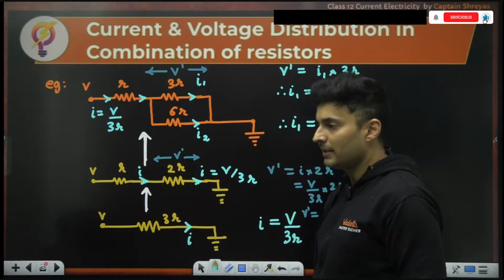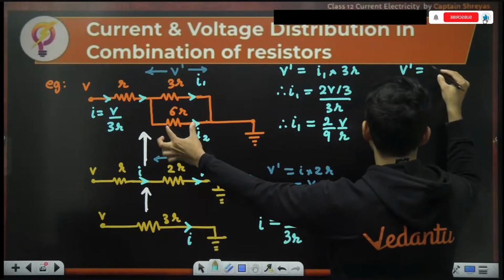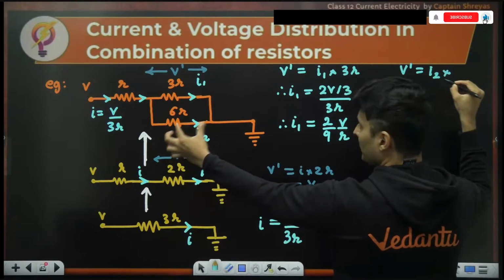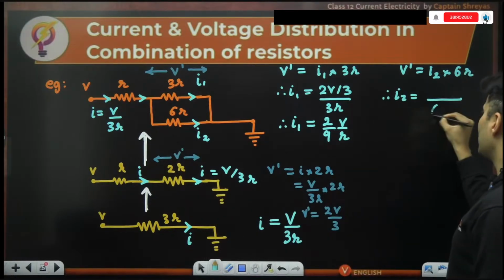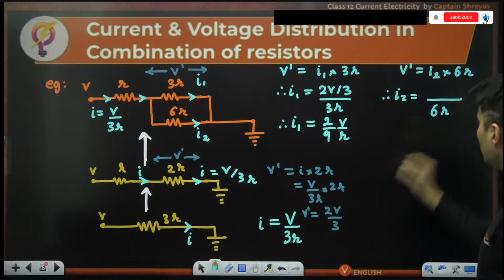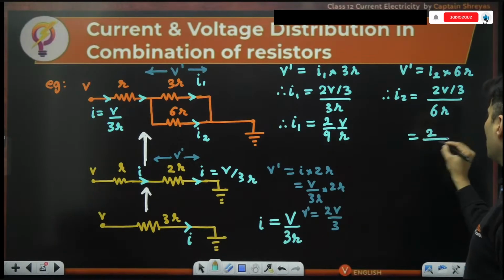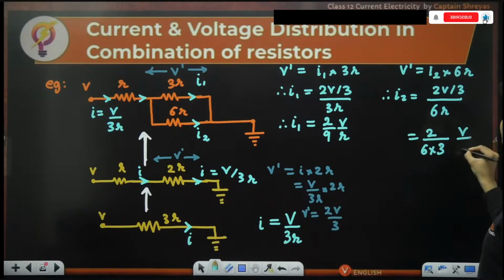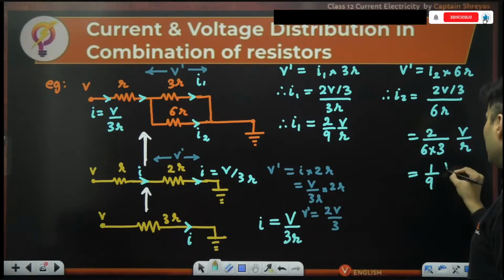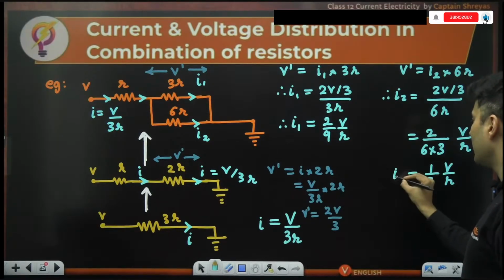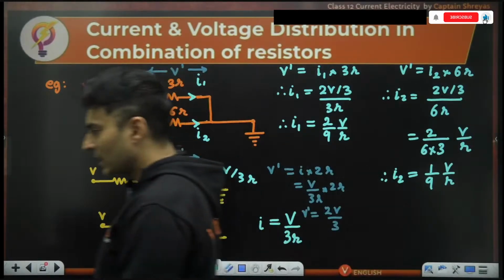That is this current. How do I find this current? Again use V dash, the voltage across this is that current multiplied by that resistance. So the current will be V dash by 6R. How much is V dash? It is 2V by 3. So here we can say 2 by 6 multiplied by 3, V by R. So 2 and 6 cancel, it becomes 3. 3 threes are 9. So 1 by 9 V by R. So that is current number 2. We have found out everything. Clear now, everyone?